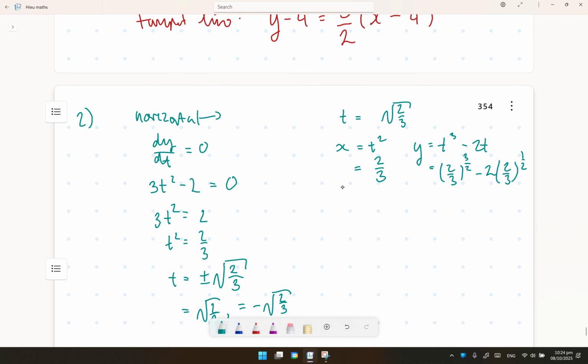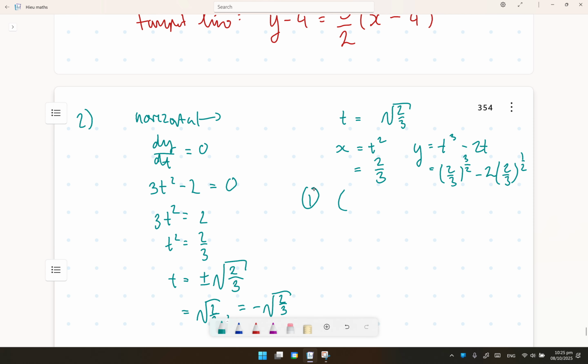So now we know that the first coordinate, the first one where the tangent line is horizontal, is 2 over 3 and this one. So 2 over 3 to the power of 3 over 2 minus 2 times 2 over 3 to the power of 1/2. So this is the coordinate. This is the x coordinate, this is the y coordinate, and it corresponds to a spot on the graph. And that spot happens when time equals the root of 2 over 3.